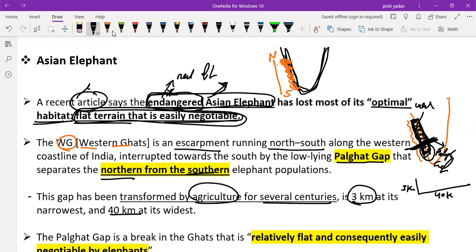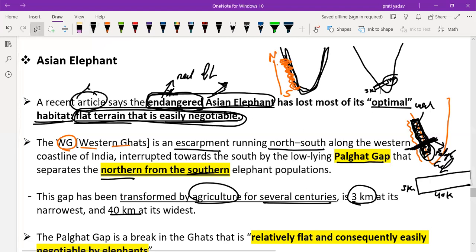So the gap looks like this. Let's say this is a map of India. Here the Palghat Gap is present, and the gap is like this, 40 kilometers wide at its widest and 3 kilometers at its narrowest.